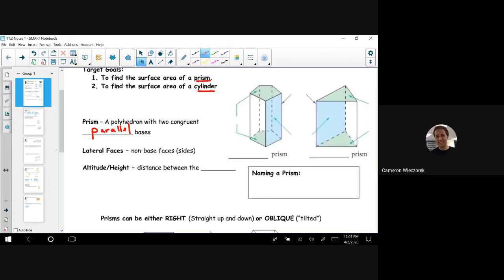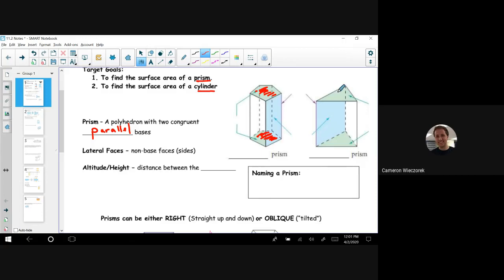And what we mean by bases are the two faces of the shape that are parallel, that never intersect each other. So in this specific prism that I have, I notice that there is a pentagon on top, and there's a pentagon on the bottom. Those two faces will never touch each other. One of them's up in the air, and one of them's down on the ground. They never intersect. Those would be the two bases of my prism.